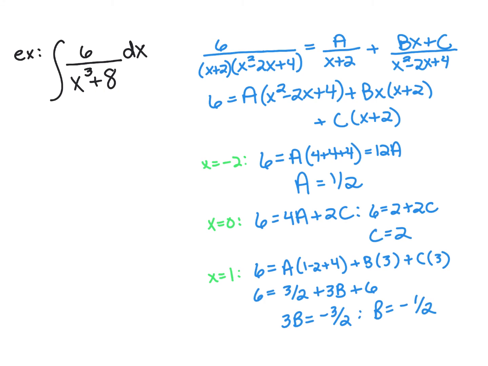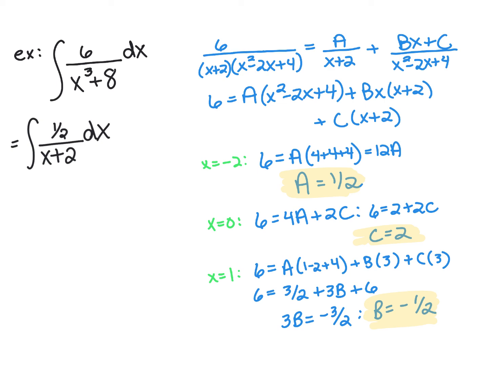Okay, this problem is going to be kind of nasty. So let's mark what we found, and then we'll continue. I don't have much room here, so let's get it written down. A is 1/2 over x plus 2. That's a simple logarithm. Now I'm going to split the bx and the c.